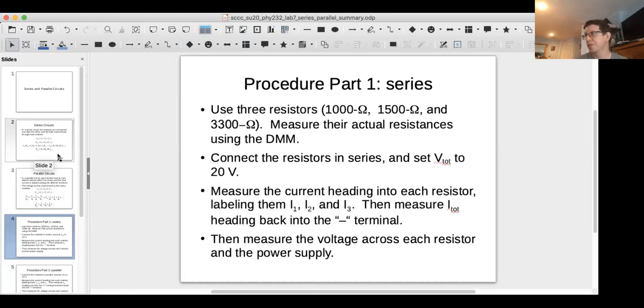Then you're going to measure the current heading into each resistor. So we're going to insert a digital multimeter into different spots of the circuit, basically in front of each of the resistors, and then measure I total heading back into the negative terminal. So we're going to have 4 different measurements of the current. Now, in theory, they should all be the same. We'll see if that works in practice. Then measure the voltage across each resistor and across the power supply.